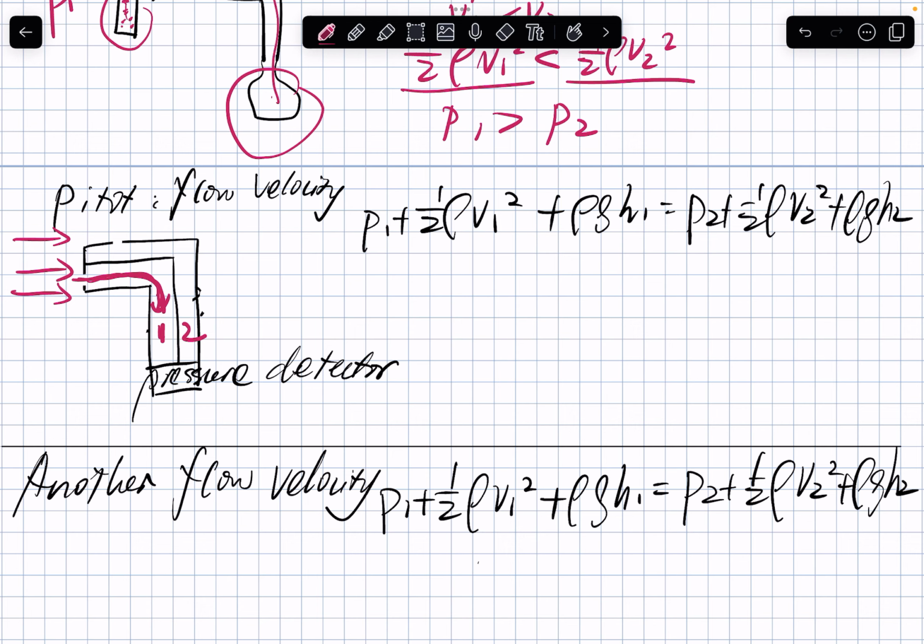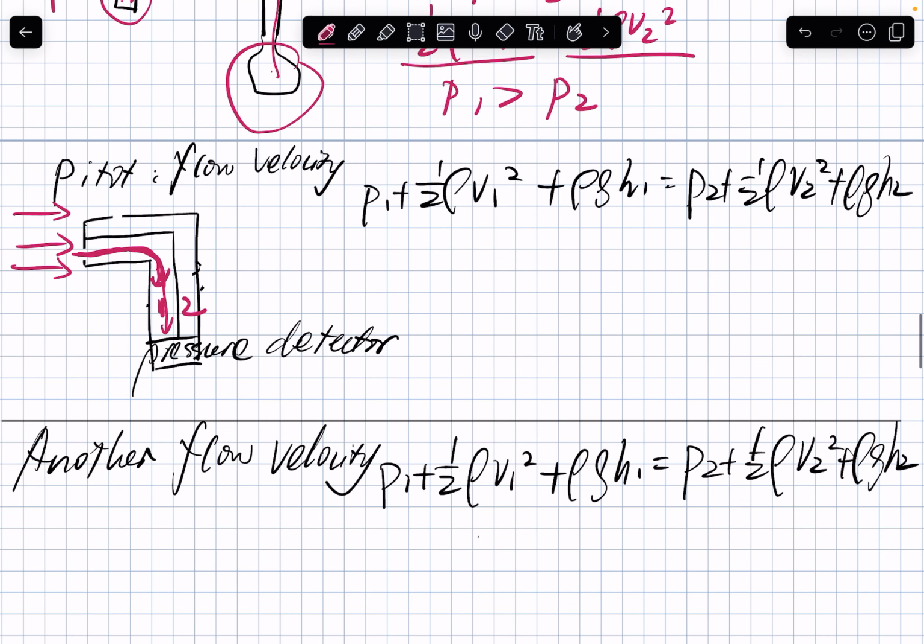As it flows to the pressure detector, the sensor will tell me what P1 is and what P2 is. So if I do the subtraction, I can know delta P, the difference of these pressures. This is just extra math you have to do. The point is that I can know P1 and P2.